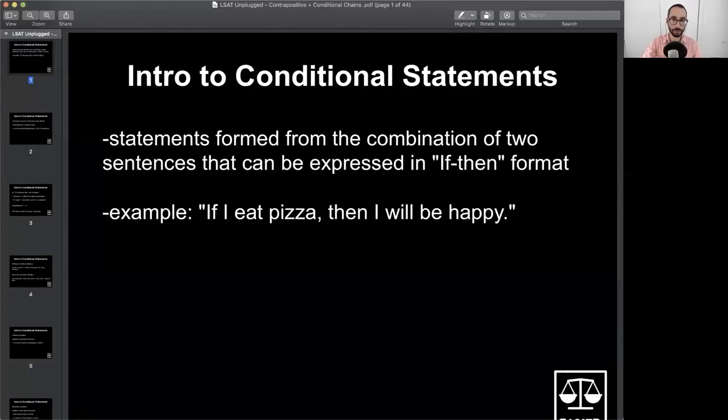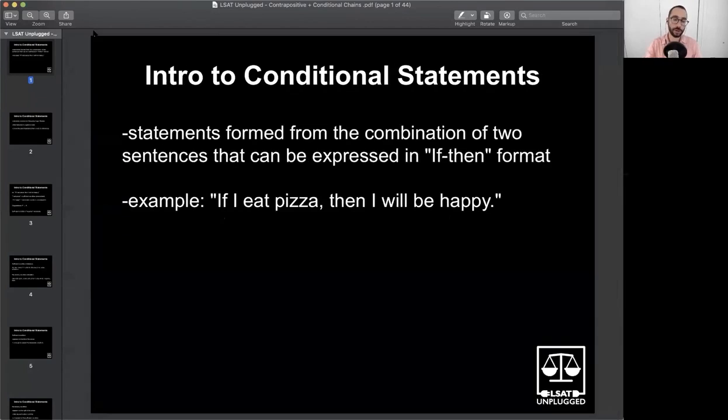Conditional statements. Start there. So what are conditional statements? Conditional statements are formed from the combination of two sentences expressed if then very simply. My favorite example of this is, if I eat pizza, then I'll be happy. So you've probably seen them. I'm coming at this specifically from a logic games perspective.